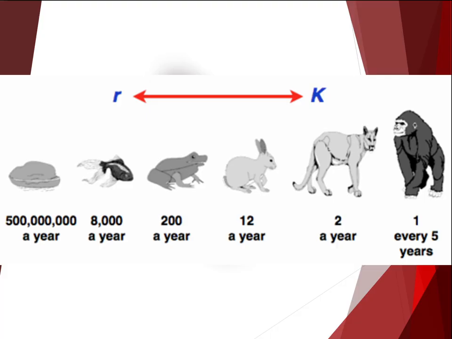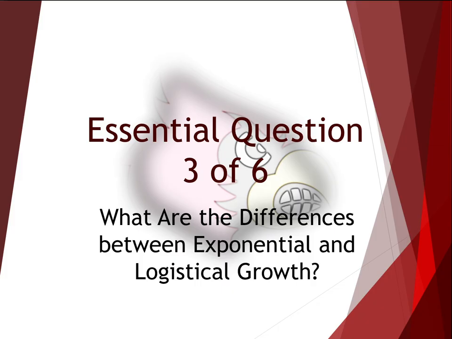In plants, parental care can be defined as energy allocation to the seeds. Plants that produce large seeds with abundant nutrient storage tend to produce fewer seeds overall, as an example. At this point, you should be able to generate a full and appropriate response to today's essential question. What are the differences between exponential and logistical growth?